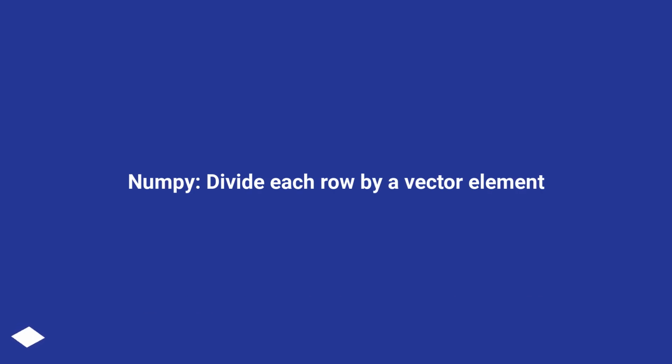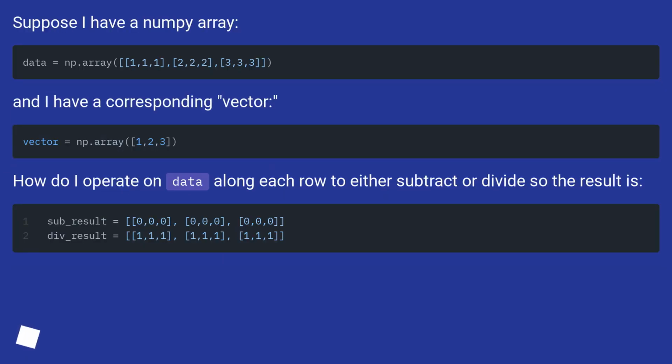NumPy, divide each row by a vector element. Suppose I have a NumPy array, and I have a corresponding vector. How do I operate on data along each row to either subtract or divide so the result is?